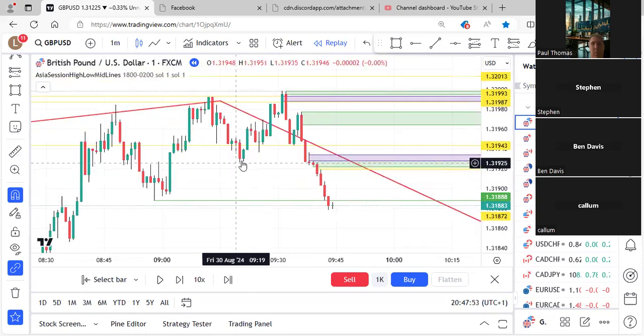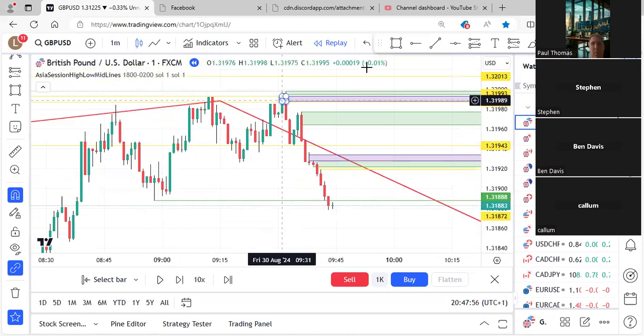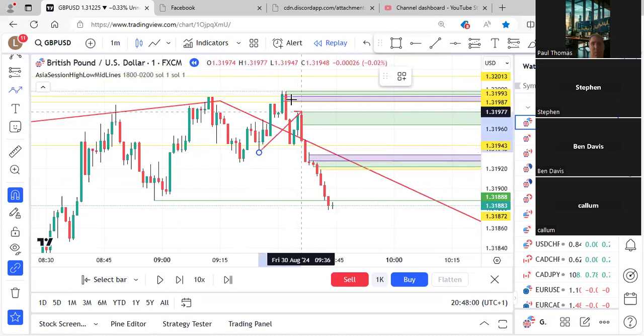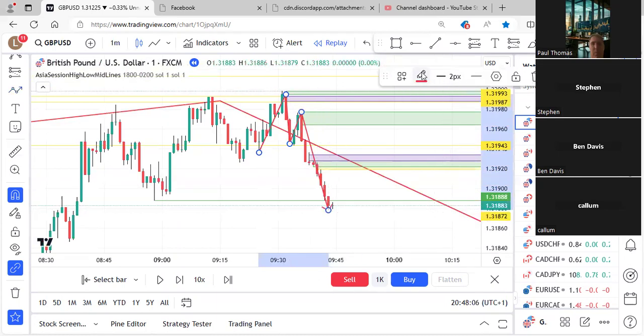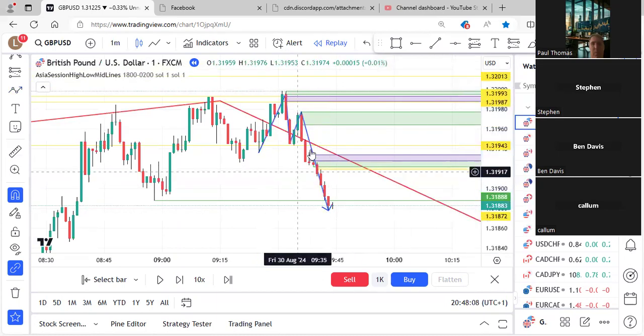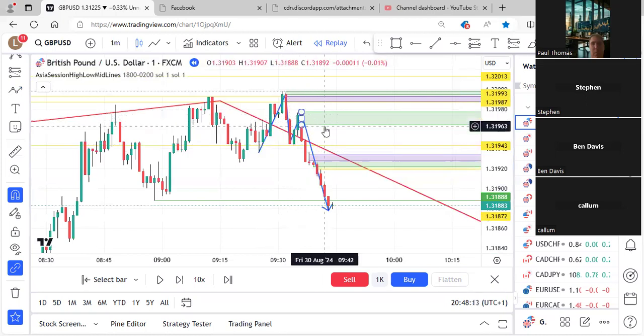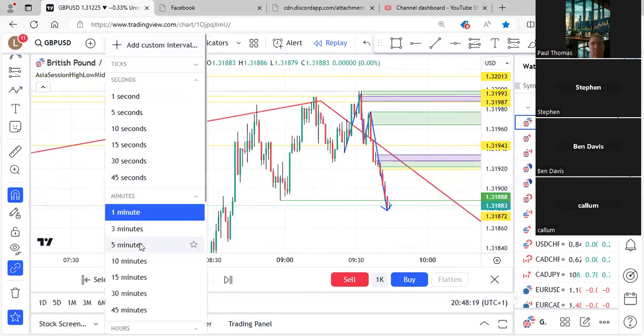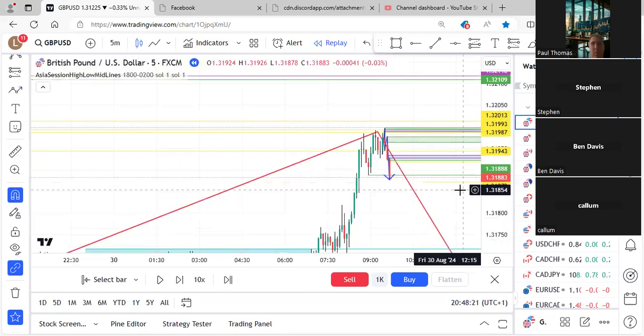This is like this one here and this one here. See, because you've got that pullback break. So yeah, I would have said this one was the most likely zone, but I don't know. Obviously, it's not played out yet, but that's what I was looking at Friday.